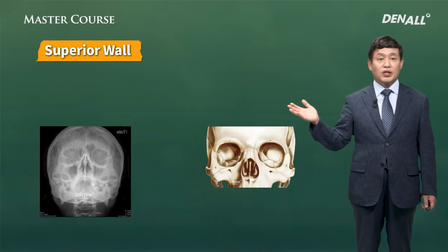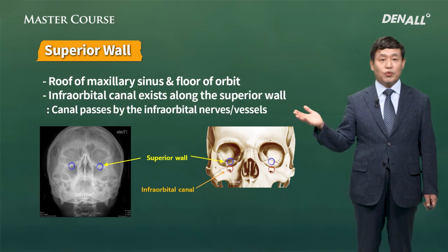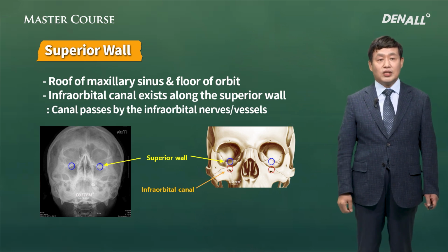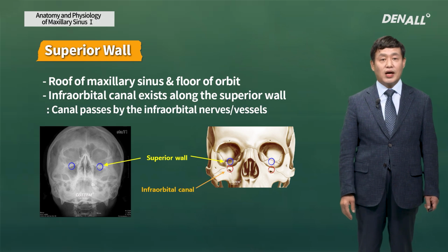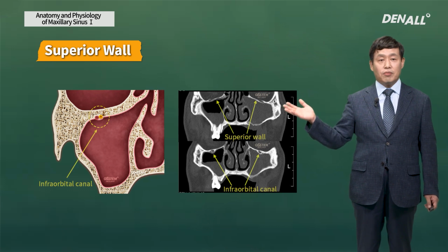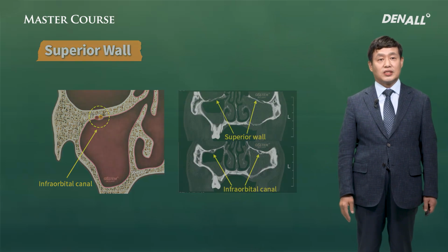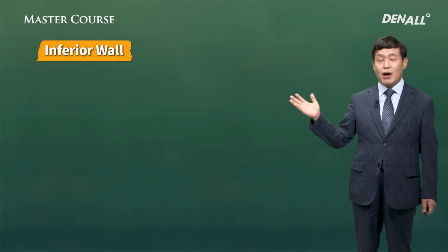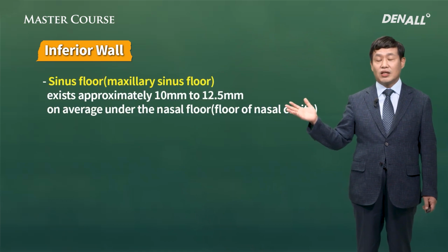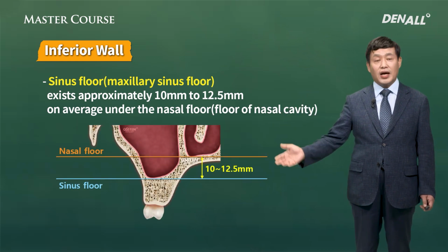Next, the superior wall of the maxillary sinus is the floor of the orbit. The infraorbital nerve and vessels exist, which are important, and they are high in the eyes. So during surgery, I don't think you will touch or invade that area. In the superior wall of the maxillary sinus, there's the infraorbital canal where vessels and nerves pass. Next, inferior wall. It is the maxillary sinus floor. It is usually 10 millimeters inferior to the nasal floor.